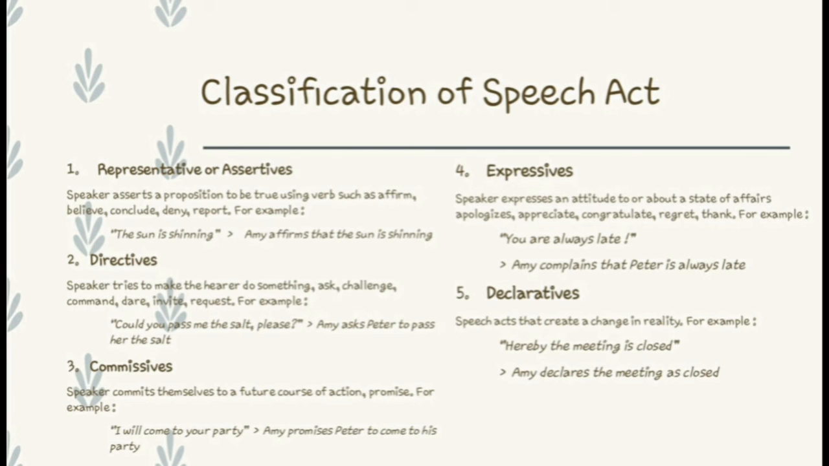Classifications of speech acts can be classified into 5 categories that are representative, directive, commissive, expressive, and declarations. Representatives are speech acts that commit the speaker to the truth of the expressed proposition. The utterances are produced based on the speaker's observations of certain things, followed by stating the fact or opinion based on the observations. The speaker asserts a proposition to be true using verbs such as affirm, believe, conclude, deny, report. For example, the sun is shining. It could result in Amy affirming that the sun is shining.